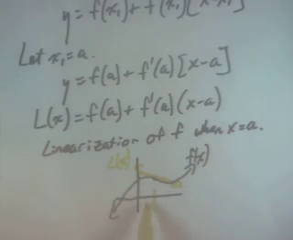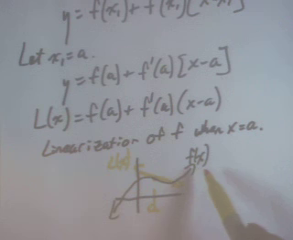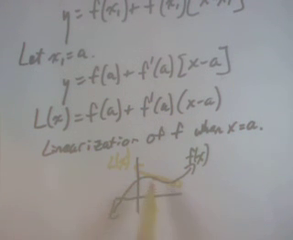Now, of course, it doesn't work for all x values. We see that if we were to come over here into the negative land, suddenly this particular L of x doesn't approximate f of x very well at all. But for values close to a, it would. And that's what we use linearization for.